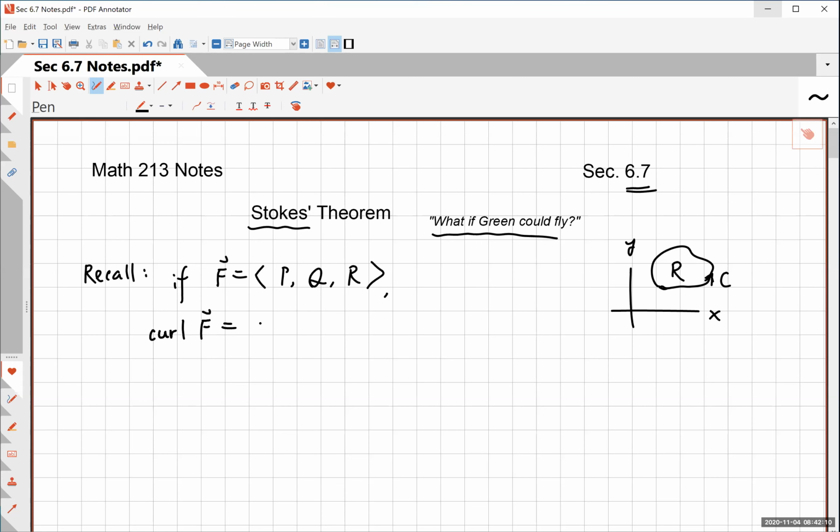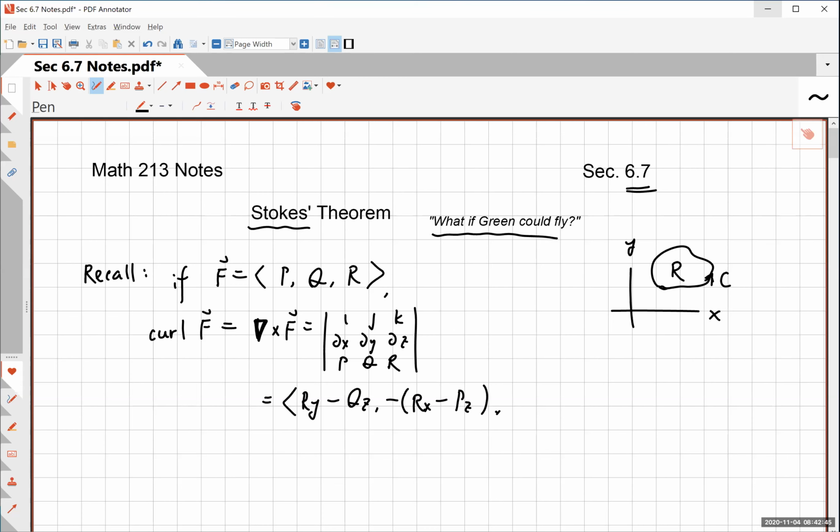Curl of F, which we can also denote as this gradient operator cross F, okay? And we denote it this way because this is the definition, i j k, and then partial x, partial y, partial z, P, Q, R, right? And this, of course, turns out to be R_y minus what? Q_z, right? And the next one will have the negative sign of R_x minus P_z, right? Or you can write this as P_z minus R_x because you just switch the order. And then the last one is Q_x minus P_y.